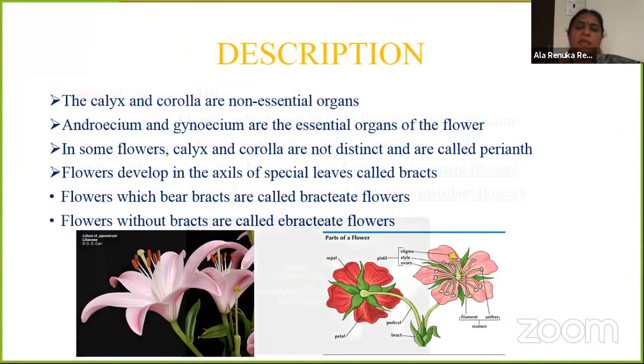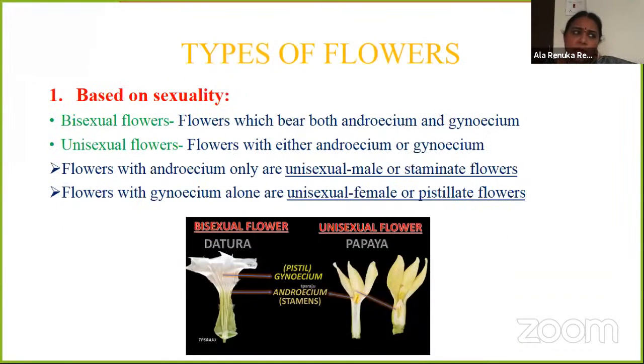And we see different types of flowers. Flowers are divided into different types based on many categories. We see different types of flowers based on sexuality, based on their mode of arrangement, and with respect to gynoecium. So let us see different types of flowers based on sexuality, that is presence or absence of different sexual organs. Based on sexuality, flowers are of two different types: bisexual flowers and unisexual flowers.